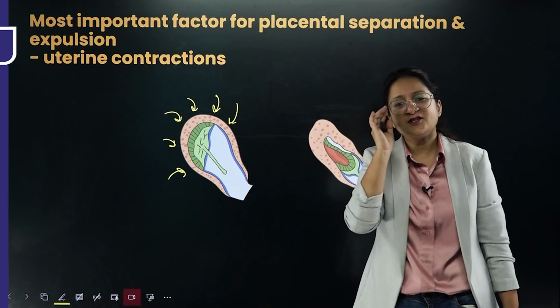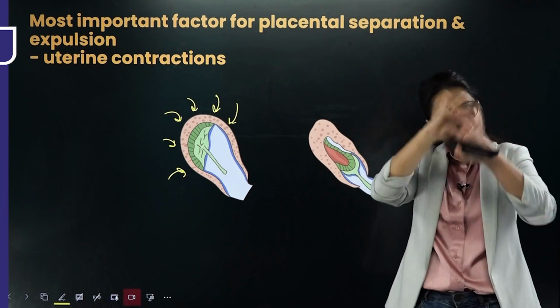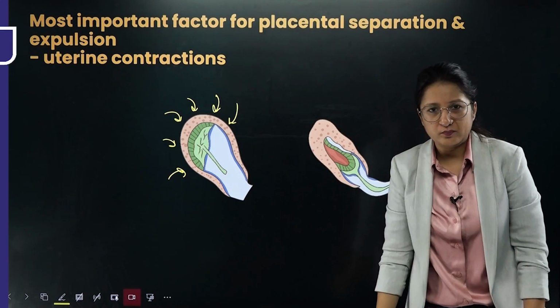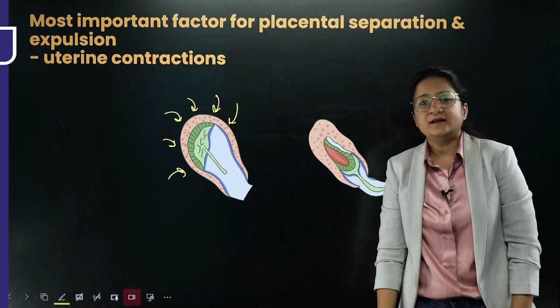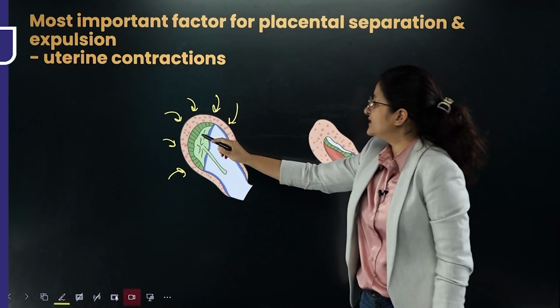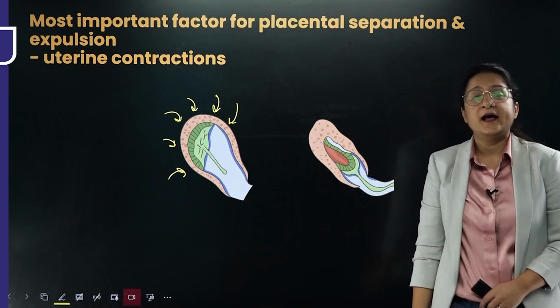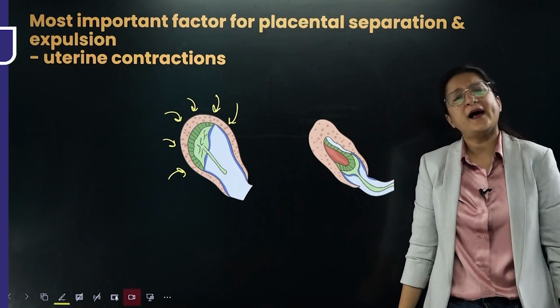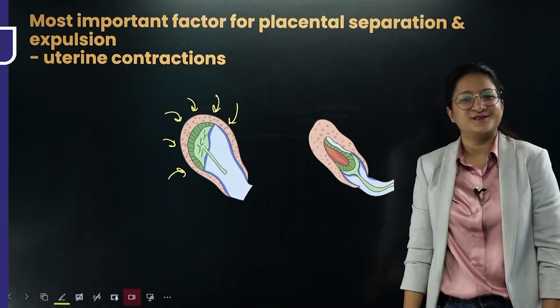And now imagine it as if you have a big balloon, and you have a sticker attached onto the big balloon, okay? And the sticker is, let's say, the placenta and the balloon is the uterus, right? Now, when you're going to deflate the balloon, what happens? The sticker comes off, right?